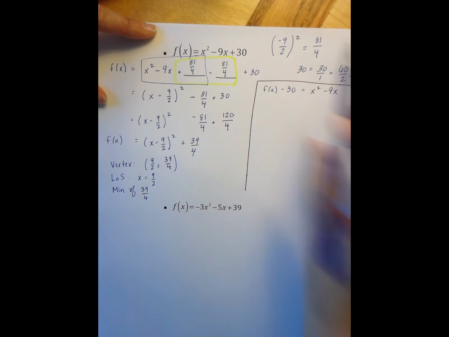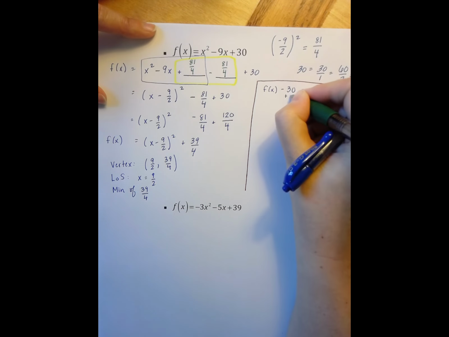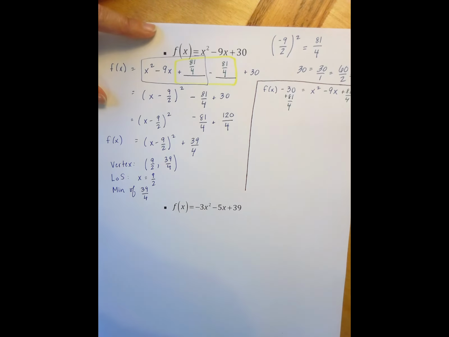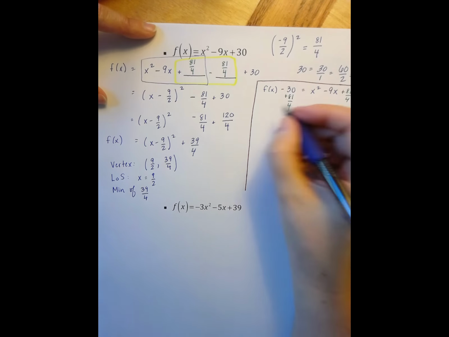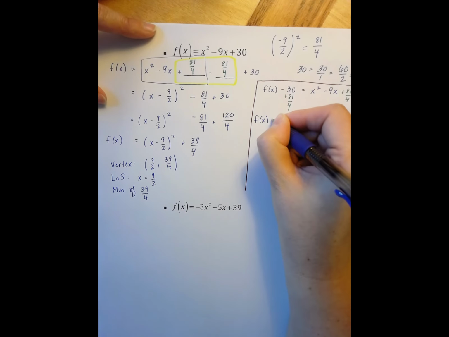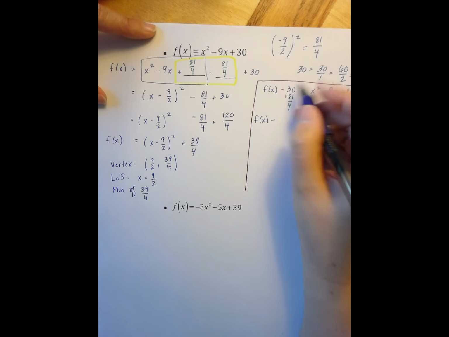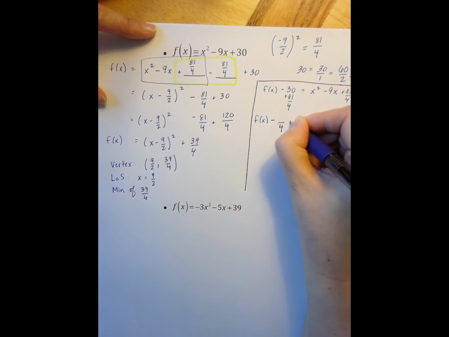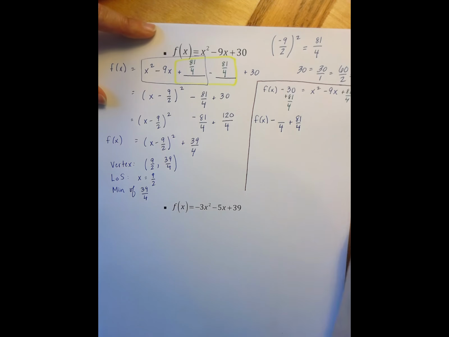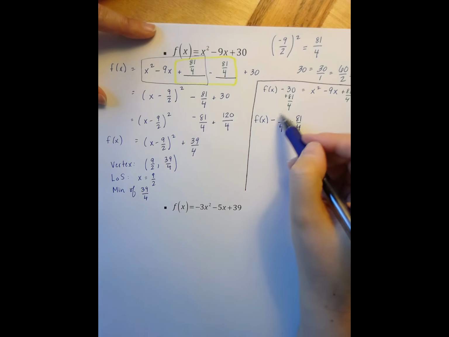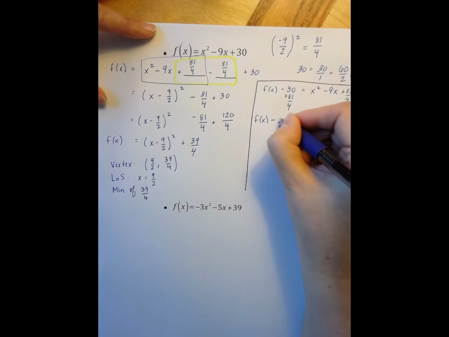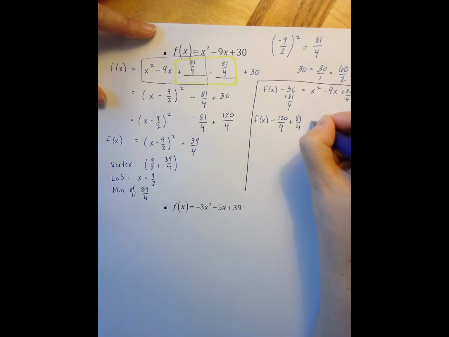Again, I've already done the completing the square part, so I'm going to add 81 over 4 over here, and I'm going to add 81 over 4 over here. On my left-hand side, I have f of x minus, and I'm going to rewrite 30 so that it's some number over 4, plus 81 over 4. In order to have this some number over 4 be 30, it has to be 120 over 4. On my right-hand side, I can now write that as a perfect square binomial.